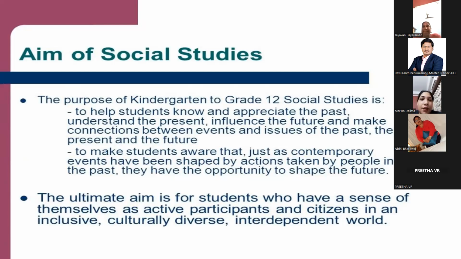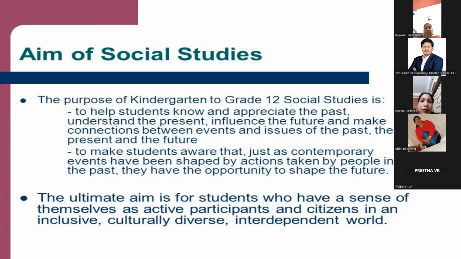The purpose, aim of social studies. The purpose of kindergarten to grade 12 social studies is to help students know and appreciate the past, understand the present, influence the future, and make connections between events and issues of the past, the present, and the future. To make students aware that just as contemporary events have been shaped by actions taken by people in the past, they have the opportunity to shape the future. The ultimate aim is for students to have a sense of themselves as active participants and citizens in an inclusive, culturally diverse, and independent world.